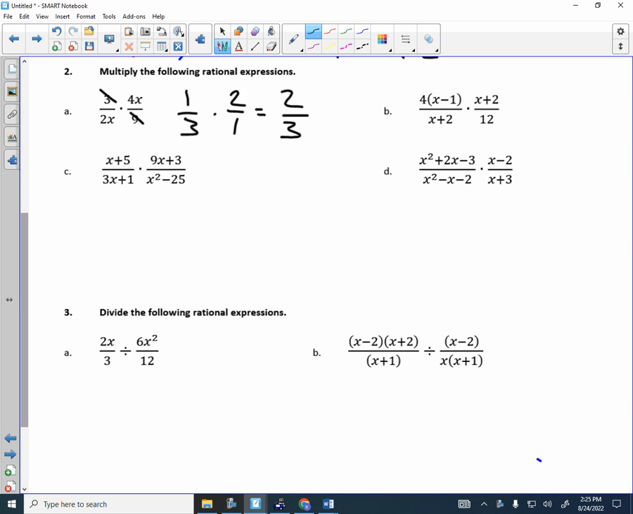So when you were multiplying rational expressions, you can look across from each other and cancel things. Just like x plus 2 divided by x plus 2 makes 1, and 4 over 12 makes 1/3. Notice you still have an x minus 1 in the top. So if you multiply that, you get x minus 1 over 3.